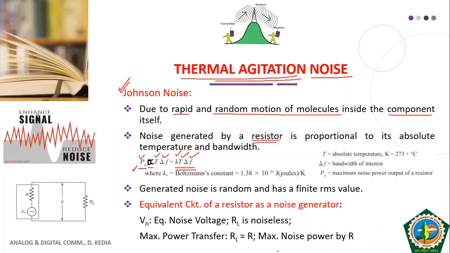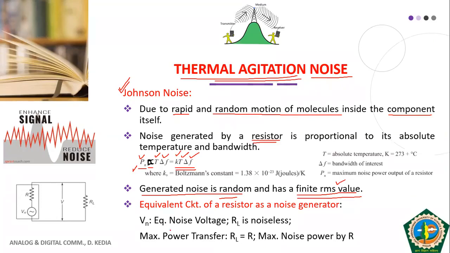Another important thing that you need to notice here is that, as I told you, your generated noise is random. So obviously some voltage will be associated with that generated noise, and that voltage will have a finite RMS value. So students, for the noise that we will be discussing or generating in our present lecture, all the noise voltages will be RMS values, not instantaneous values.